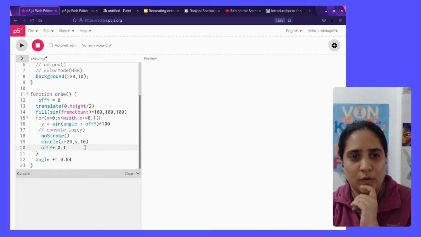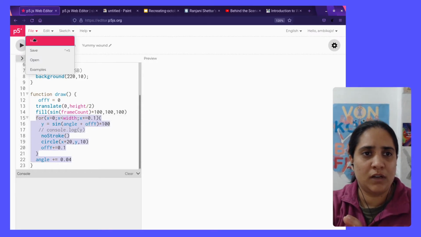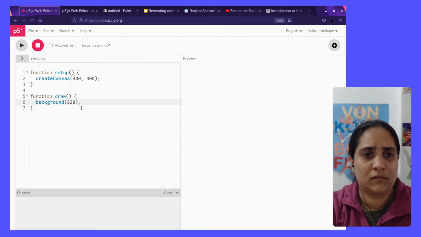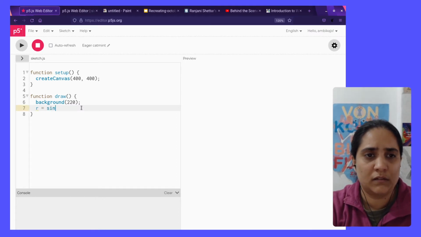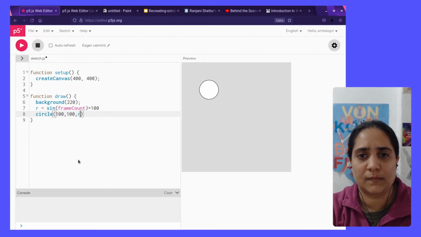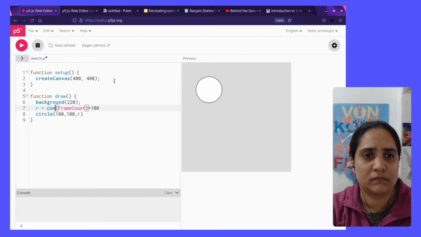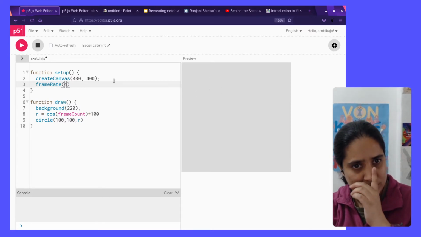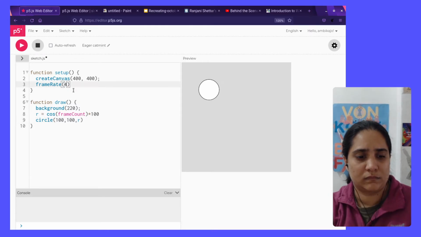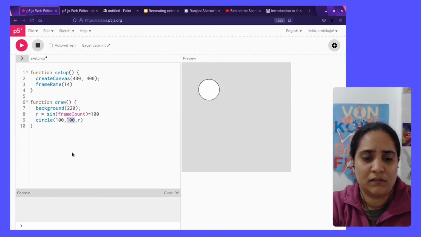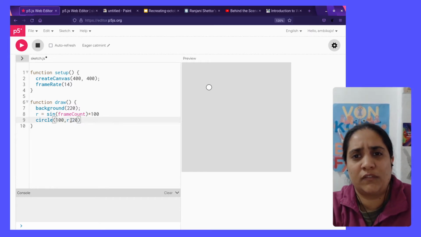So yeah, this has some interesting possibilities. And then of course very simple things could include, like, the radius could be sine of frame count times 100, and then your circle is at a fixed place. So those are some simpler possibilities, or just move it across, which is what we did in the beginning, I think.